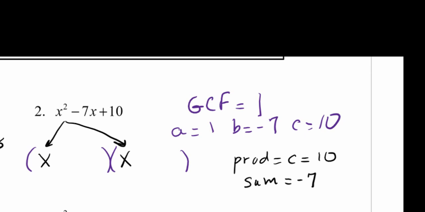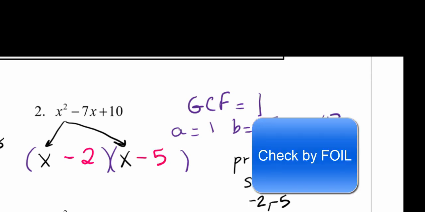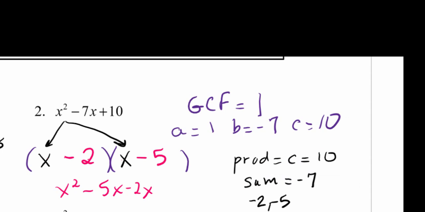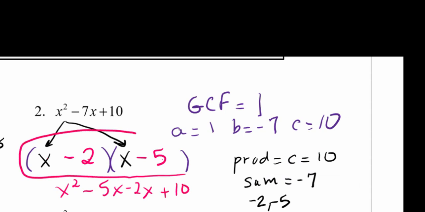And so this time we're going to use negative 2 and negative 5. So back over here, in our parentheses we put a negative 2 and a negative 5. And again, if we go to FOIL this out, x times x is x squared. X times negative 5 is negative 5x. The insides give us negative 2x. And when we multiply the last, we get our positive 10. So we definitely have a good check there. And this is our factored form.